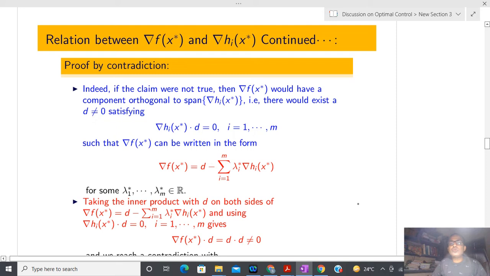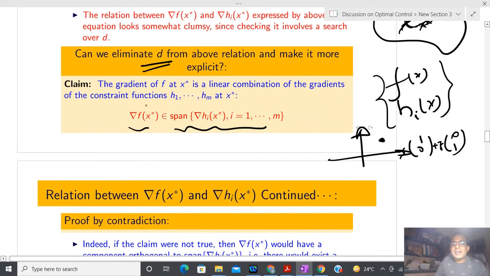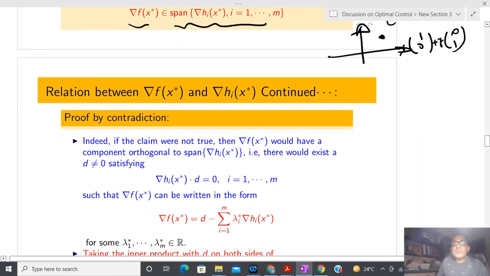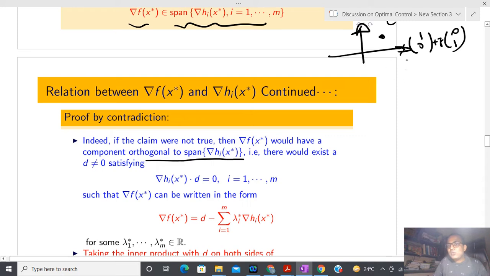Again, in order to prove this, I am going to use the idea of proof by contradiction. First, I have to prove that delta f(x star) is in the span of this. So I am going to assume that delta f(x) has at least one component that is orthogonal to that span. Suppose I have to prove that this point is in this space. If this point does not lie in this space, then there exists a third space that is perpendicular to it, where it lies. That is what I have written.